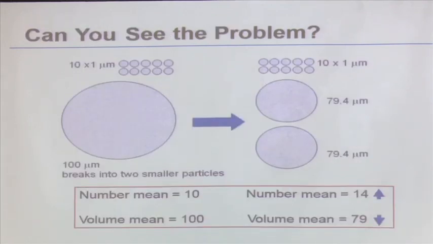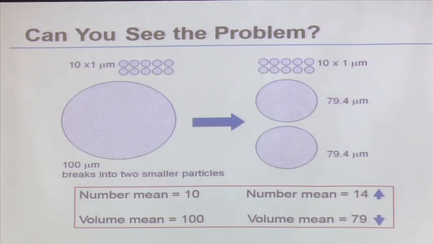Now, let us see, so can you see the problem? So, what is happening? Now, in this case, your number mean was 10, but when I have broken this bigger particle into 2, your number mean has increased, it is 14, and your volume mean was 100, but volume mean has decreased. Okay. Now, this is the size reduction process.